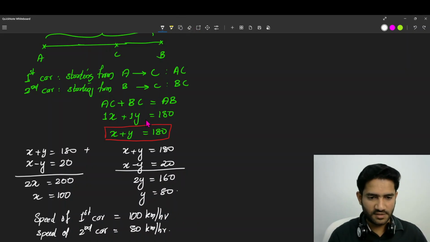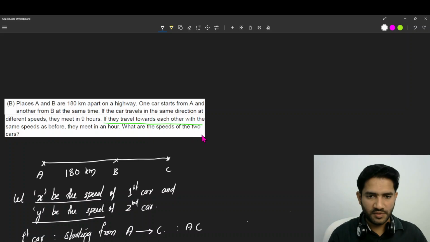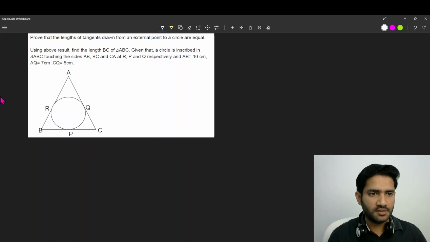Okay, so the solution for this question: find the speeds of the two cars. That was the question. Next one, question 32. Prove that the length of the tangents drawn from an external point to a circle are equal. That's the first question. Using the above results, find the length of BC of triangle ABC.